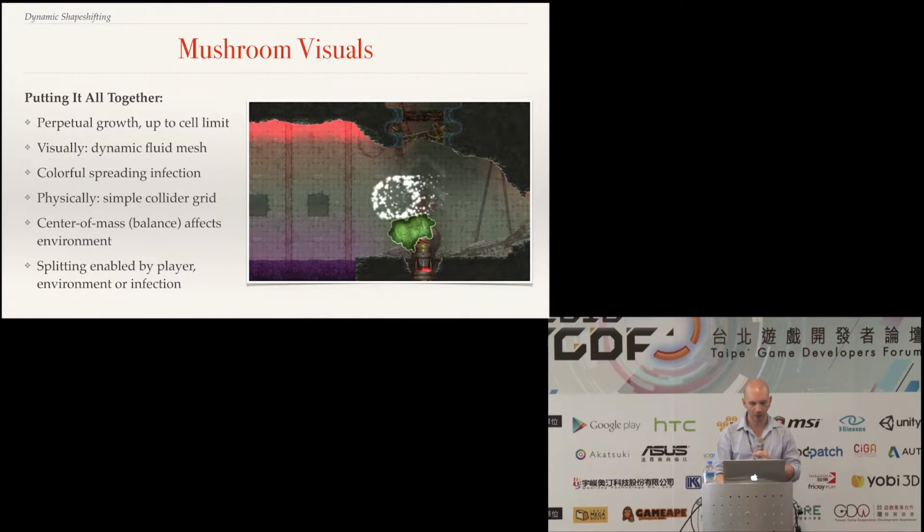So putting it all together, you have the perpetual growth up to a cell limit. You have a visually dynamic fluid mesh that changes all the time with its own colorful spreading infection. But physically, it's just a simple collider grid that can split and reattach, and the center of mass can affect the environment as well, because it's just a collider running in the physics world. And splitting obviously can happen either by the player or by the environment.